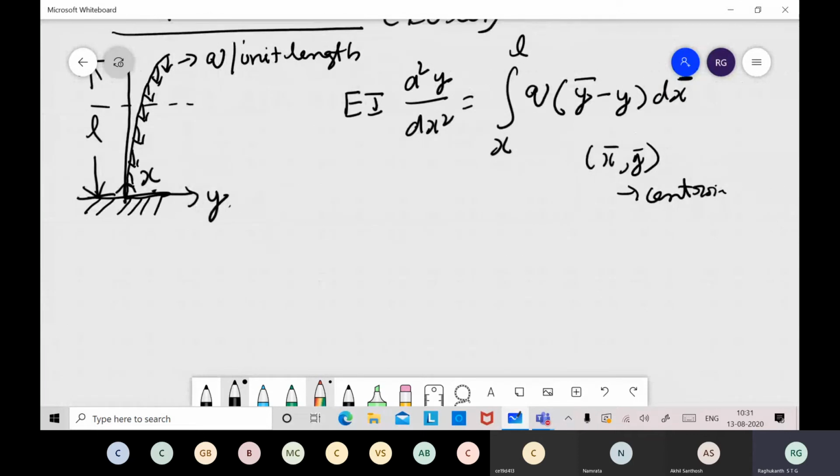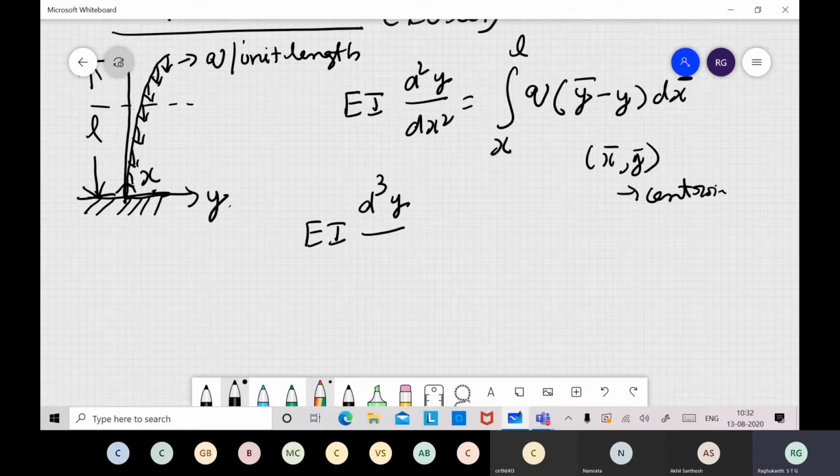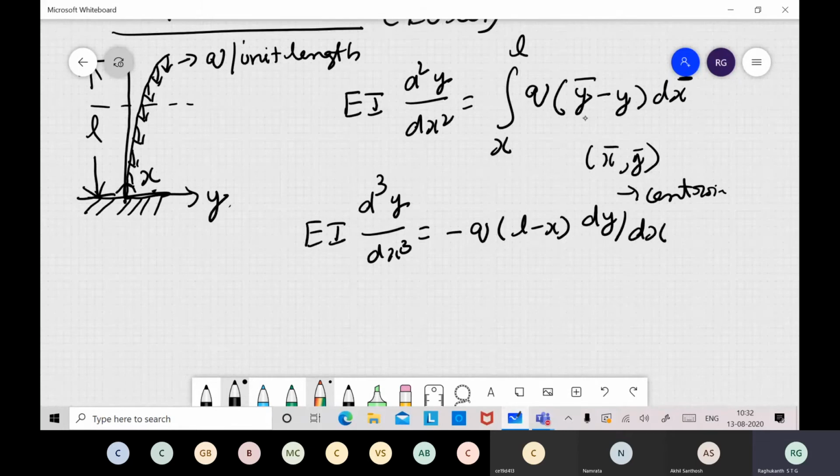So the same equation actually, x bar and y bar are centroidal axes. Now your q is a load per unit length. If you differentiate on both sides, same as whatever we did previously, d cube y by dx cube becomes minus q (L minus x) dy by dx, because with y bar as centroidal coordinates, the derivative becomes zero. So the same concept, same thing we are doing: you differentiate by x on both sides.